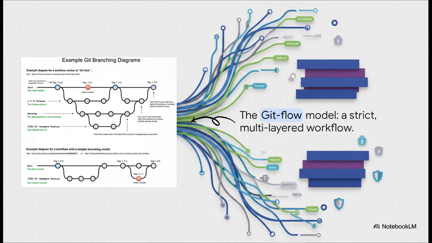See all those different lines running alongside each other? Each one is a different type of branch, and they all have a very specific job to do in this highly structured system. Let's peel back the layers and see what's really going on.